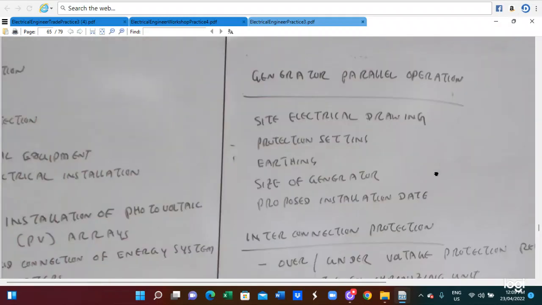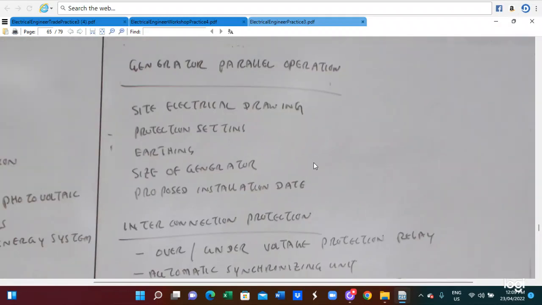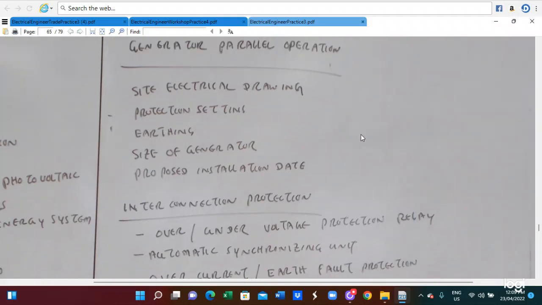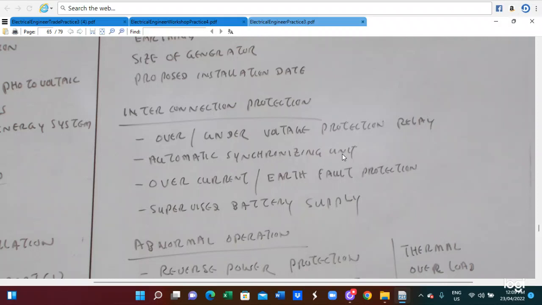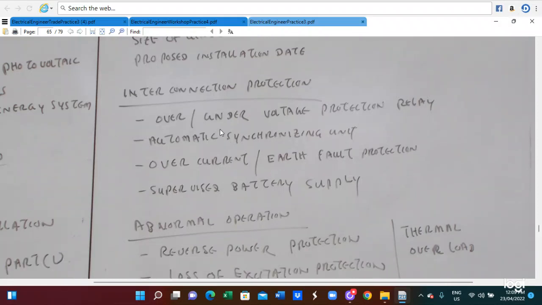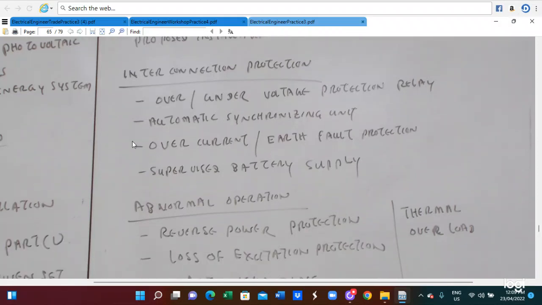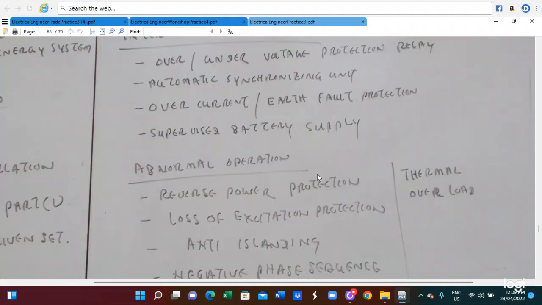In the meantime, we are talking about the generators' parallel operation. When you do the generator parallel operation, we have to do the site electrical drawing, set the protection settings, and provide the earthing system. We need to determine the size of the generator, and then propose an installation date. The interconnection protection includes over and under voltage protection relays. An automatic synchronization unit must be included. Overcurrent output protection must be included, and a supervised battery supply must be included.